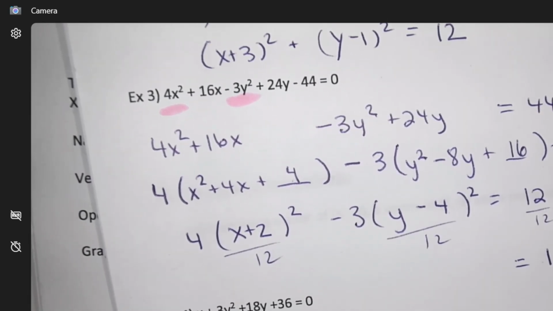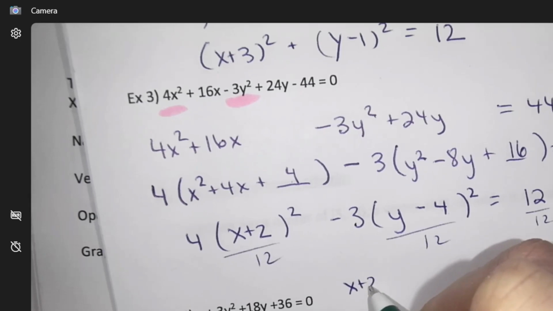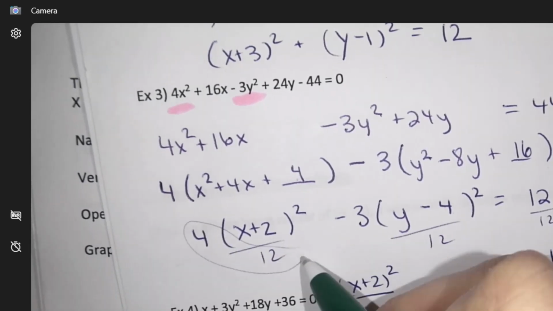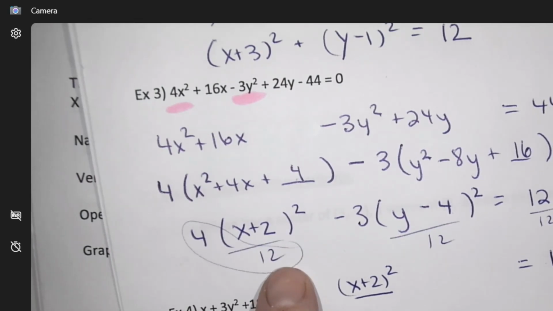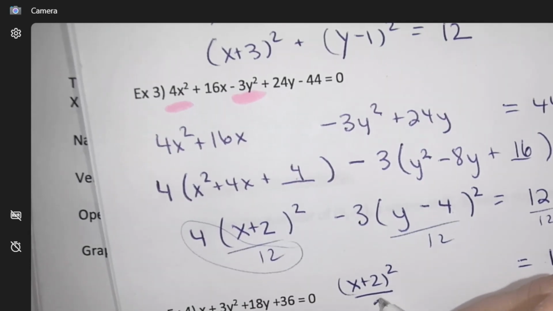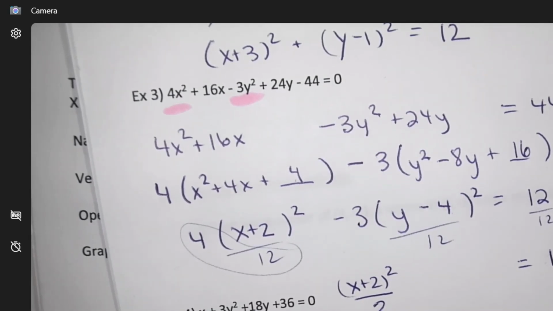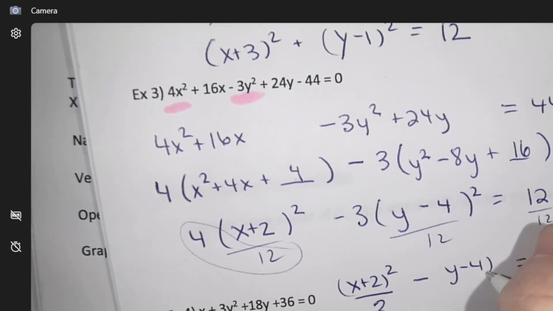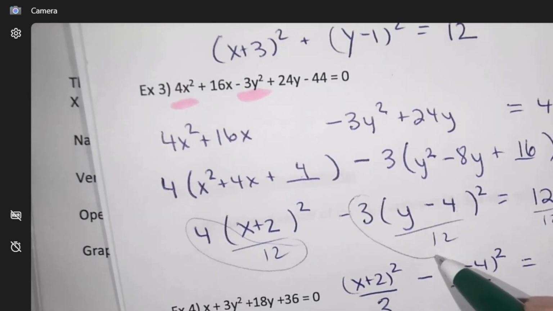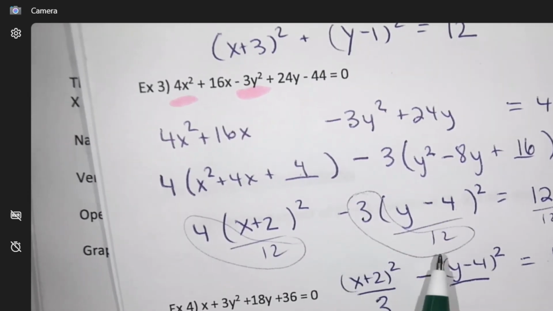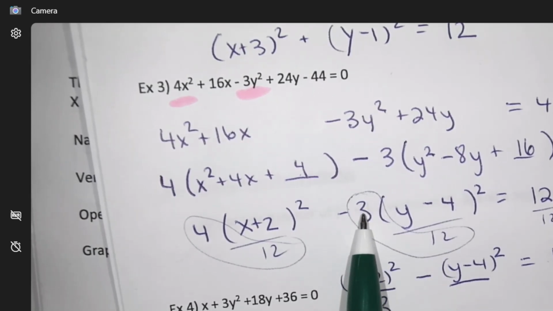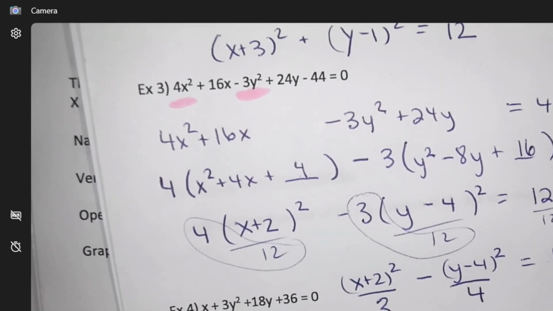To get that 1. Okay, so now I'm going to reduce. There's a 4 and a 12, so they both can be divided by 4, which means there would be a 3 on the bottom. And then here there's a 3 and a 12, so I'm going to reduce this by a 3 and a 3. So that would turn into a 4 on the bottom. There you go. Does this look exactly like your paper?